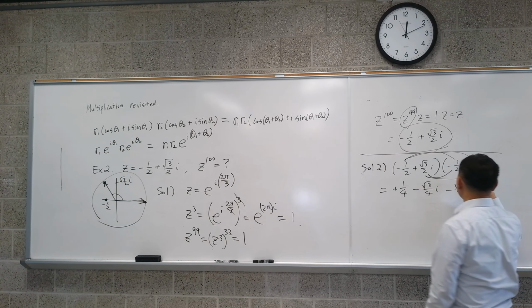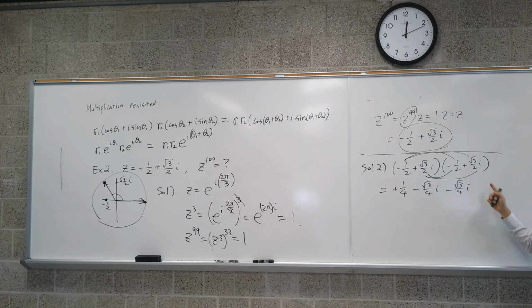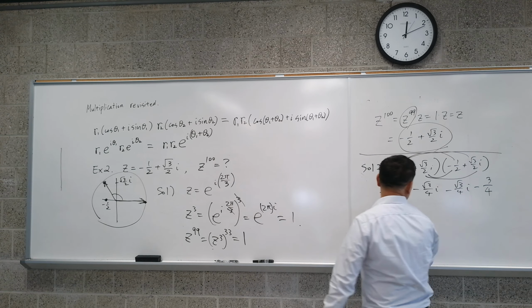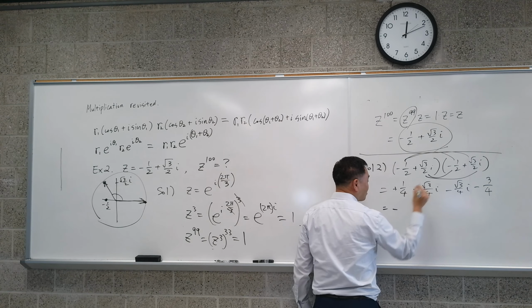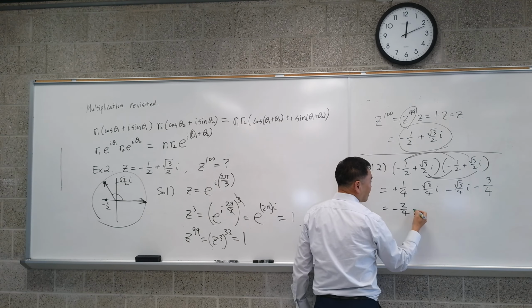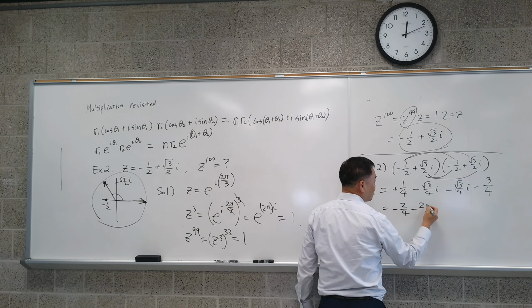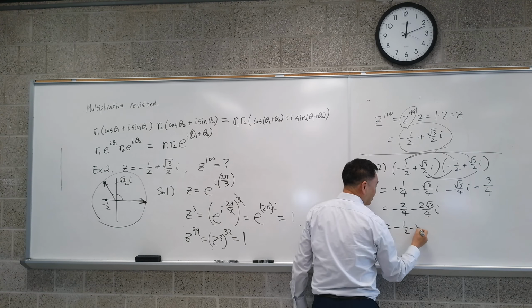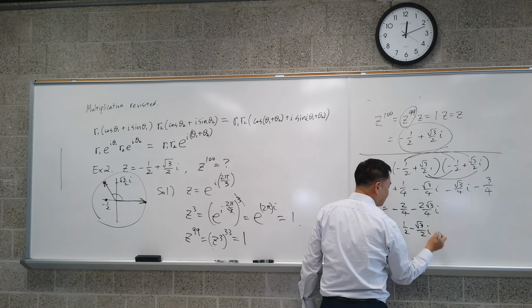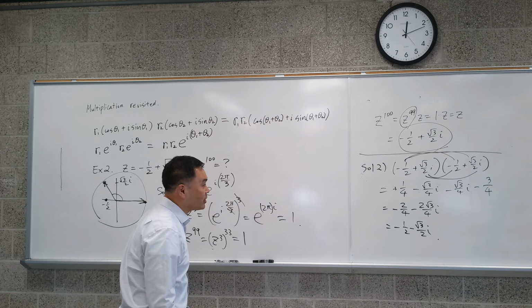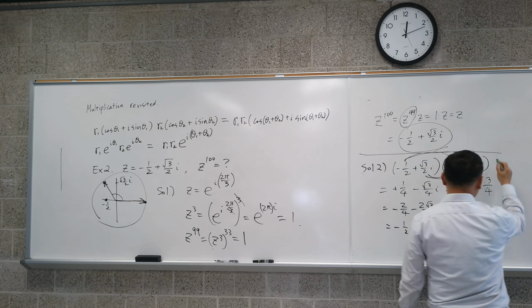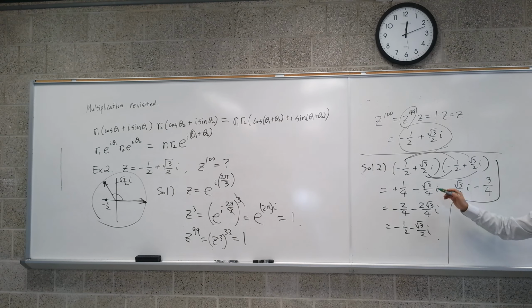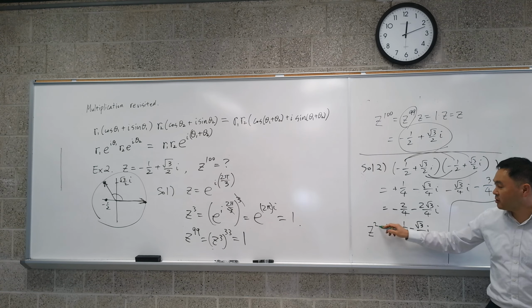And this time, well, i squared is negative, radical 3 squared will be 3, 2 times 2 will be 4. So you end up with negative 1 minus 3 will be 2 over 4, and then minus 2 radical 3 over 4i, which is negative 1/2 minus radical 3 over 2i. Okay, so that's what we get. And then let's compute, this will be z squared.